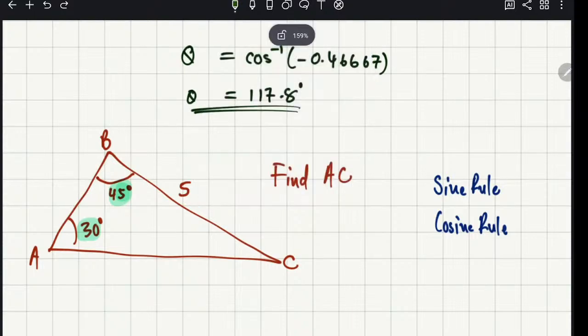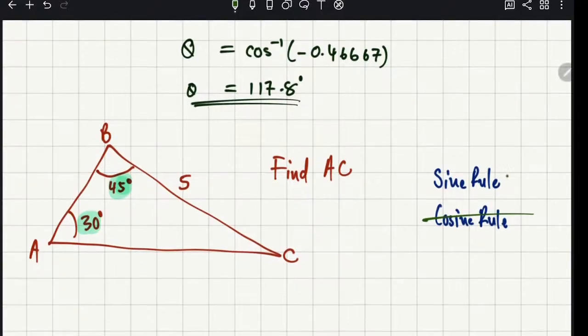Okay. Do I know all three sides? No. Cosine rule, you're out. I can't use you for this. So, students, we are left with one rule, sine rule. This has to be the method. Don't say I didn't train you. I have trained you. Now, here's how you do the sine rule.